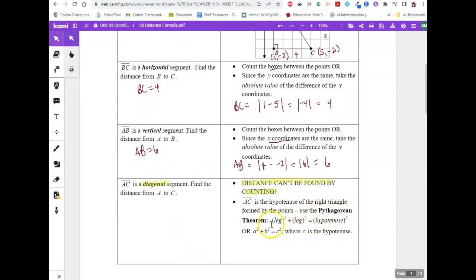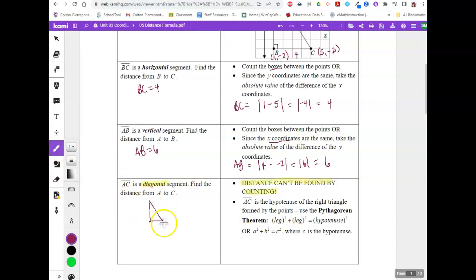All right, the Pythagorean theorem is leg squared plus leg squared equals hypotenuse squared. And you may see it as a squared plus b squared equals c squared, where c is the hypotenuse. So if we have our right triangle, ABC, we know that AB is a leg, and that was 6. BC is also a leg, that is going to be 4, and then AC, across the right angle, is the hypotenuse, so that's what we're looking for. So we want to do leg squared plus leg squared equals hypotenuse squared. So that is AB squared plus BC squared equals AC squared.